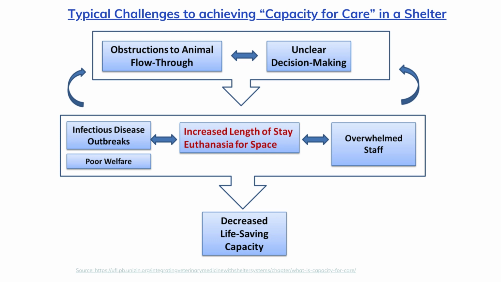The workflow shown here endeavors to highlight the challenges that the shelter may face, such as unclear decision making or obstructions to animal flow through the shelter. Now these lead to increased length of stay, which increases the risk of overwhelmed staff or infectious disease outbreaks at the shelter, leading to poor welfare of the animals. Increased length of stay can also have a negative impact, such as euthanasia for space in the shelter, thereby decreasing the life-saving capacity at the shelter.